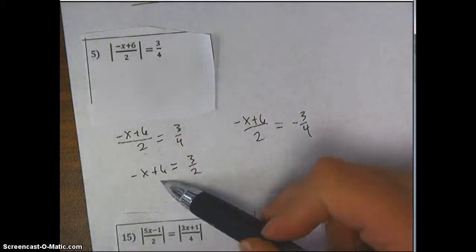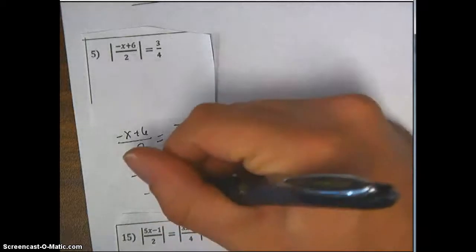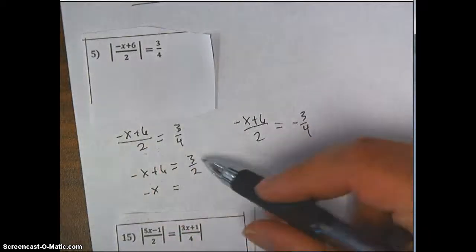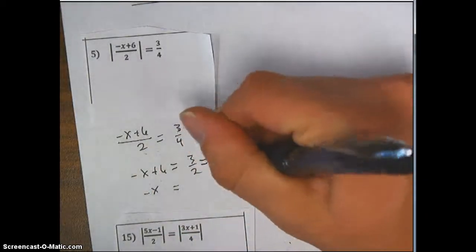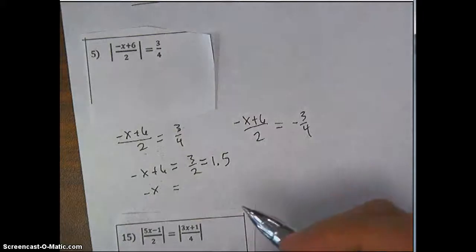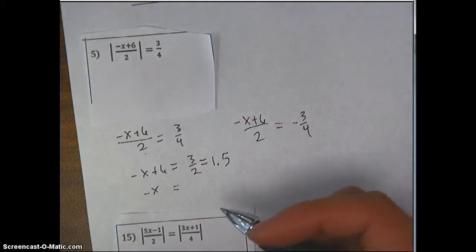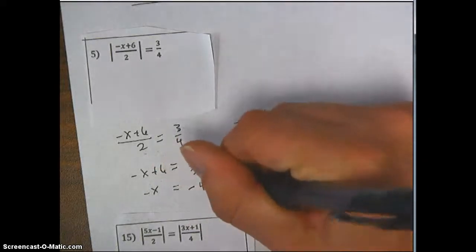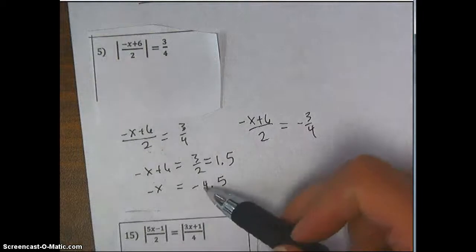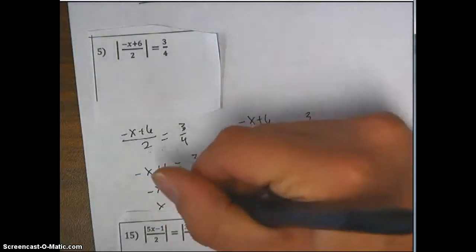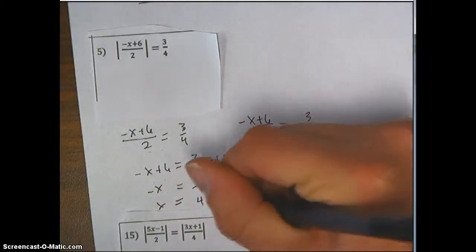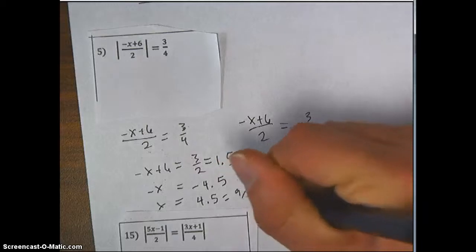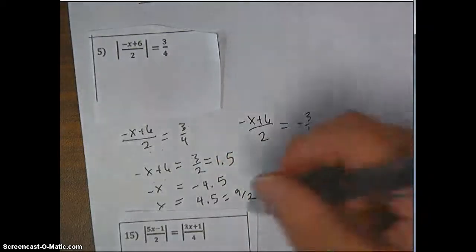And then I'm going to subtract 6 from both sides, so negative x equals, well, 3 over 2 is 1.5, and 1.5 minus 6 is negative 4.5, which, when you get rid of the negative by dividing both sides by negative 1, you get x equals just 4.5, or if you prefer, 9 over 2. That's one of the two answers.